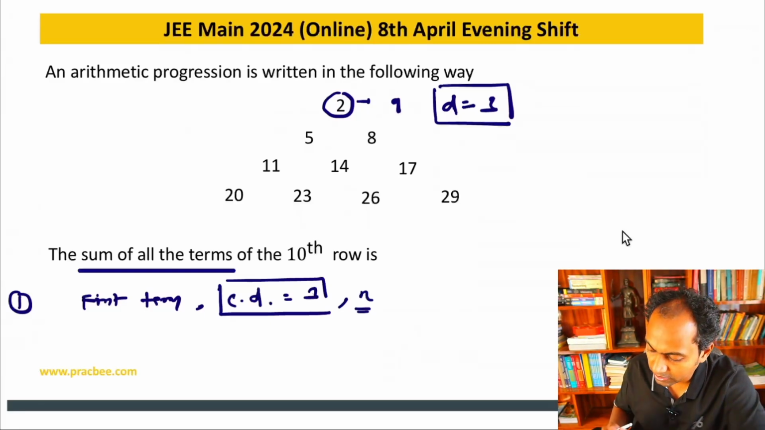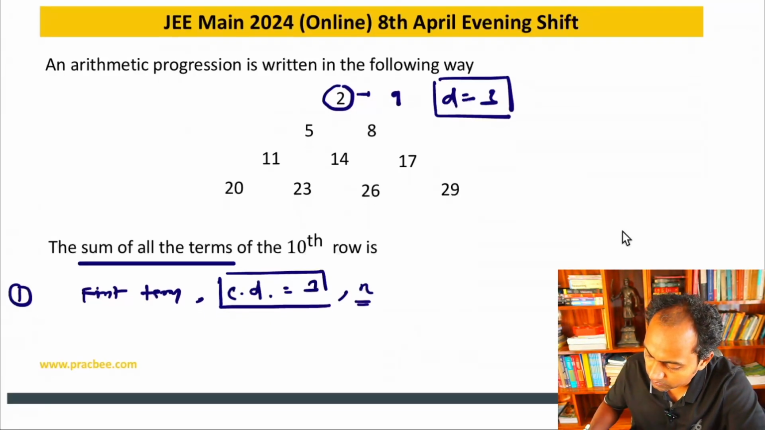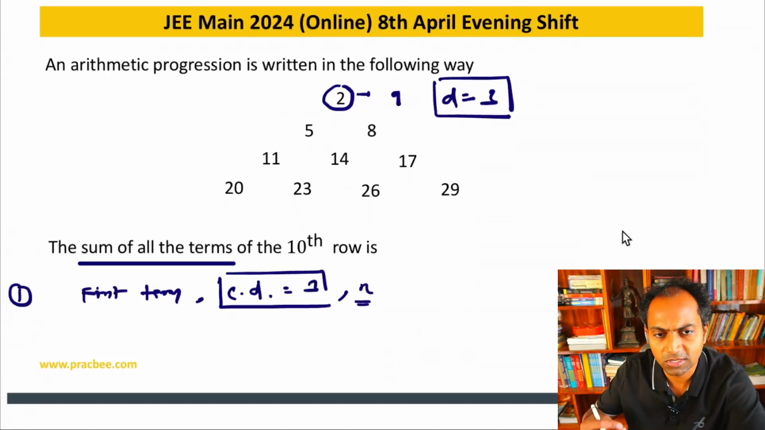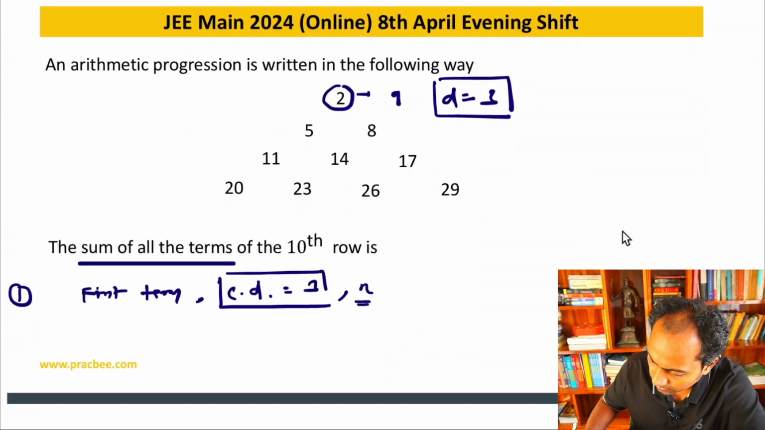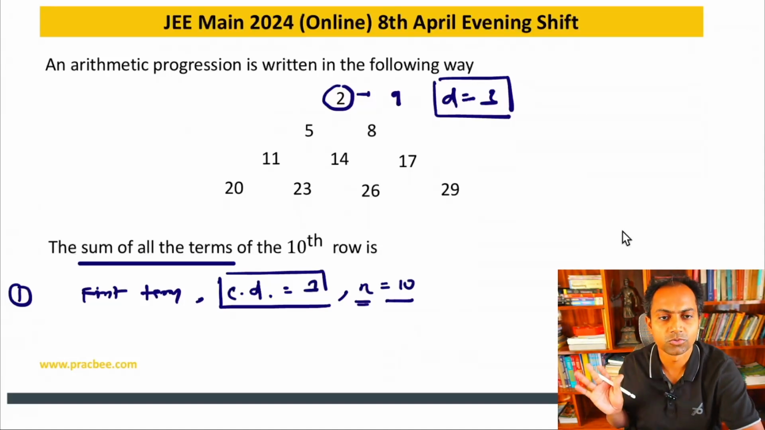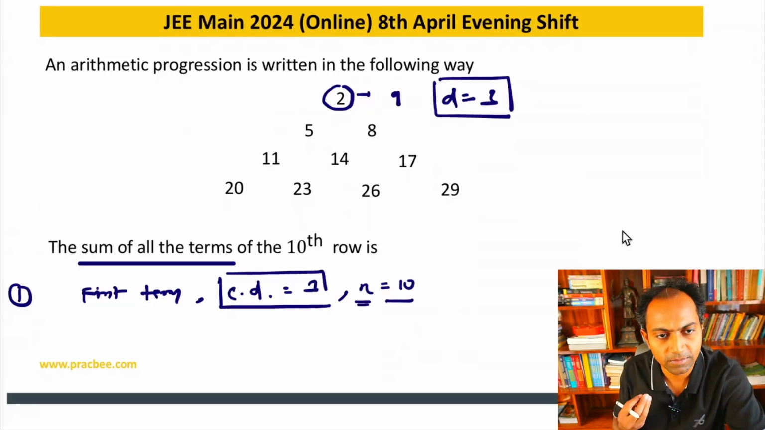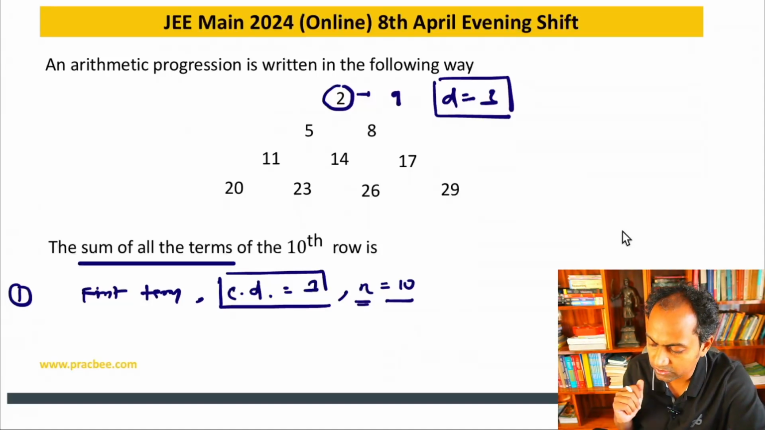Now in order to get the total number of terms, you can see that every row has exactly the same number of terms as the number of the row. So if it is a fourth row, there are 4 terms, the third row 3 terms. So if I am talking about the 10th row, it is going to have 10 terms. So this is also figured out, there is no issue with this. The only thing I don't know now is the value of the first term.